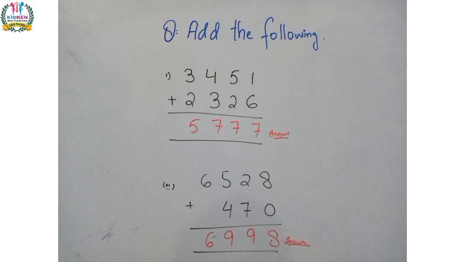But the second part is 6528 plus 470. So simply you can put the numbers one by one and add these values. So 8 and 0 is 8, 7 and 2 is 9, 5 and 4 is 9, 6 and 0 is 6. So our final solution is 6998.